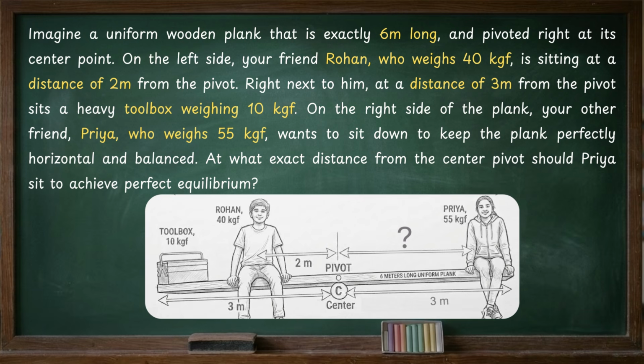On the right side of the plank, your other friend, Priya, who weighs 55 kgf, wants to sit down to keep the plank perfectly horizontal and balanced. At what exact distance from the center pivot should Priya sit to achieve perfect equilibrium?